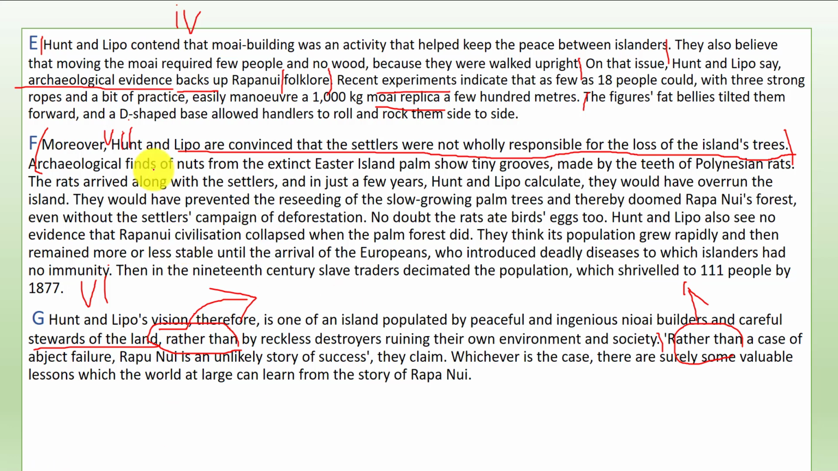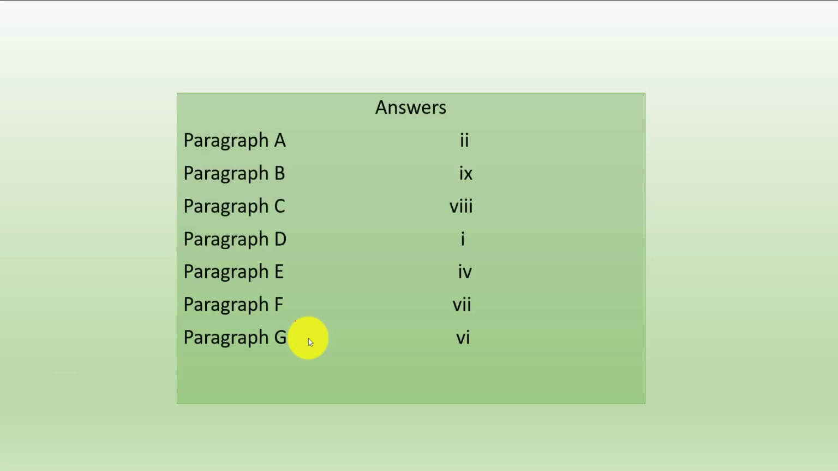Paragraph F was the only paragraph which was easy to answer. Paragraph E was challenging, and folklore played the main role in this paragraph. And also in paragraph G, words like rather than and vision were important to notice. Let me turn off my pen and show you the answers. These are the answers. You can take note of them if you wish.